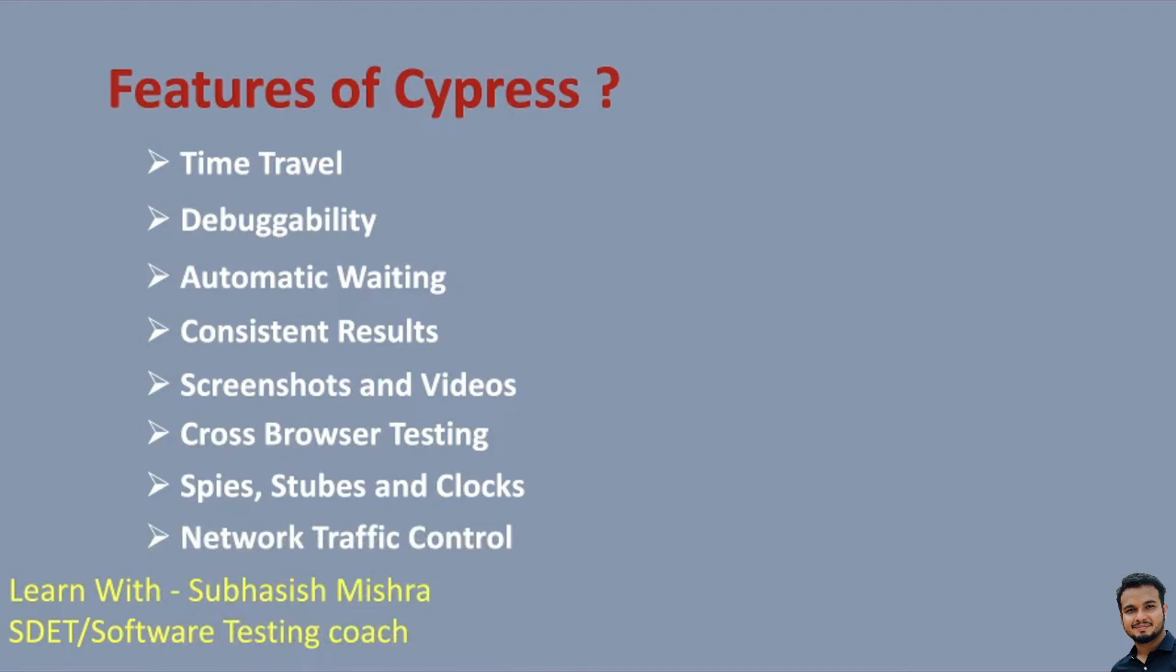The next thing is network traffic control. Using Cypress, you can stub network traffic as you like and customize the response of your API calls as per your need. Okay, so that's all about network traffic control. So these are all the major features of Cypress. One more important thing is, using Cypress you can create all different types of tests like unit test, integration test, end-to-end test. Cypress can test anything that runs in a browser. So that is the major advantage of Cypress.